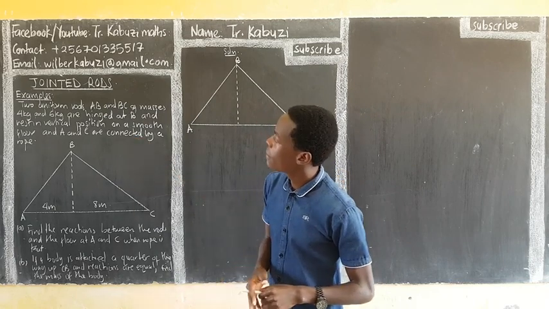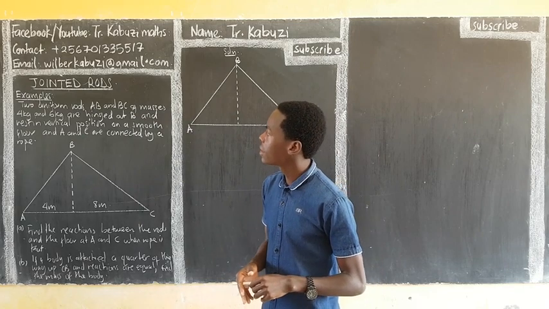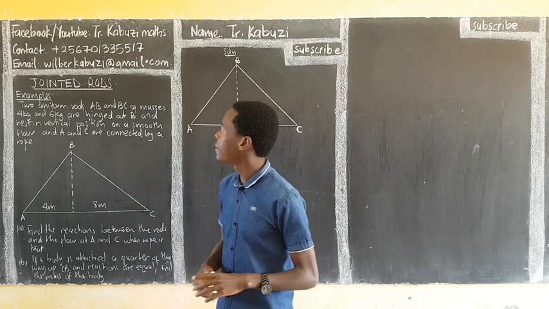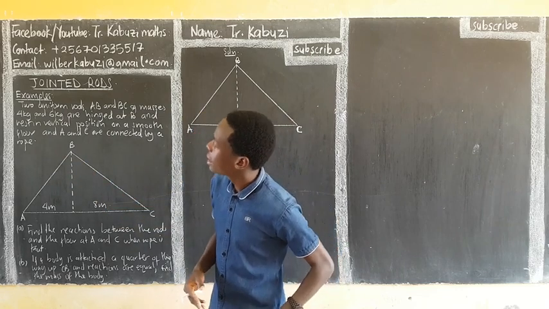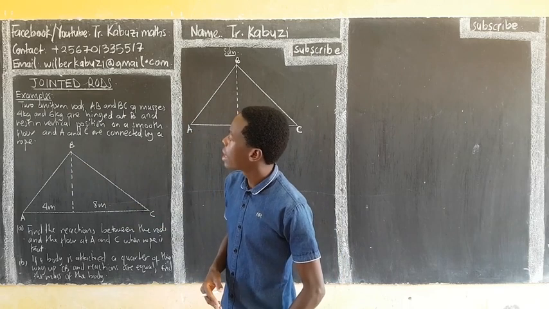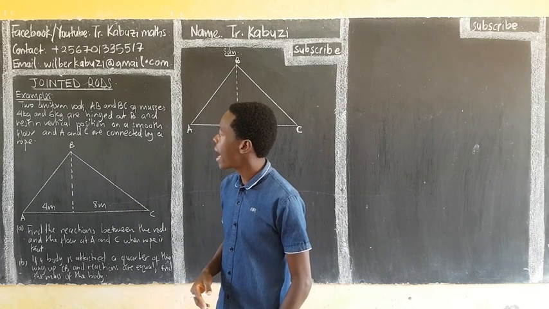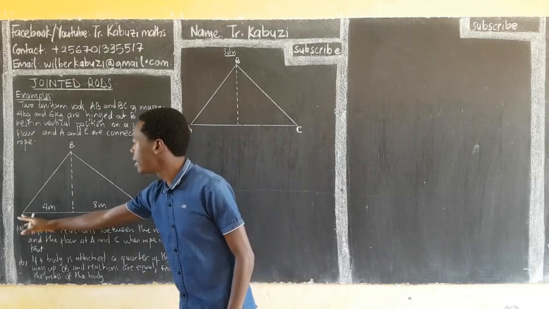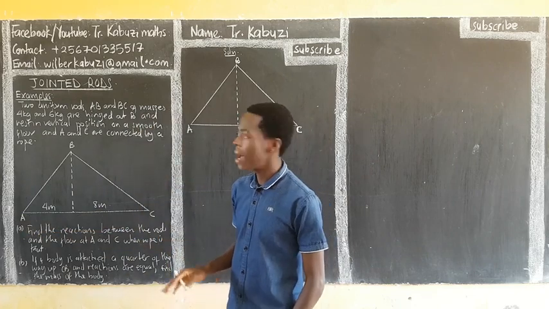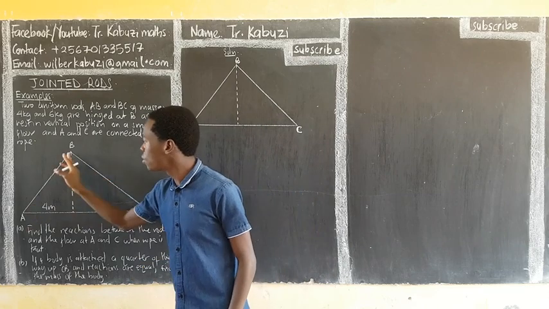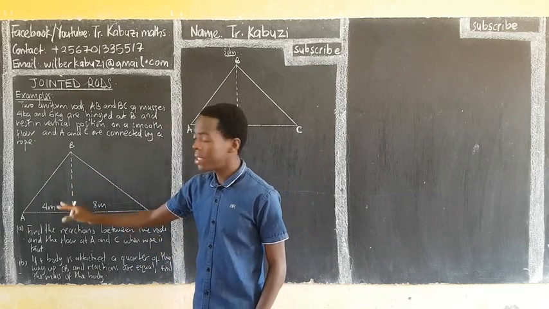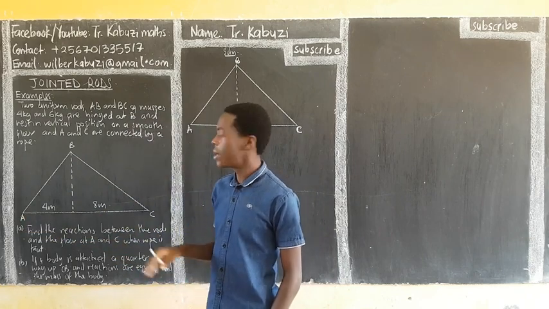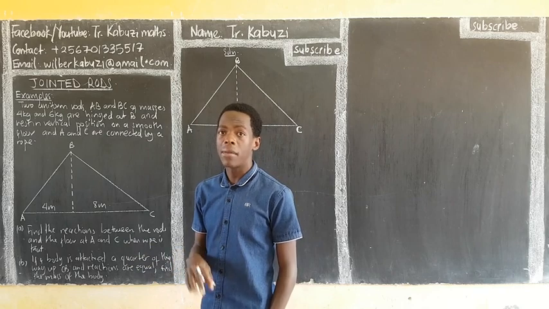A, B, and C of masses 4 kilograms and 6 kilograms are hinged at B. So they are hinged at B there, and rest in the vertical position on a smooth floor, and A and C are connected by a rope. So this A and C, they are connected by the rope. But remember, these two here are resting on the floor, but they are doing it by a rope. So if they are resting on the floor, it means that we are going to expect some reaction.